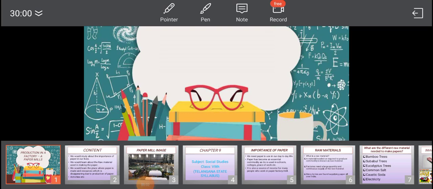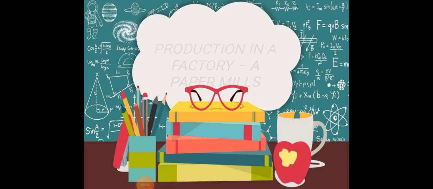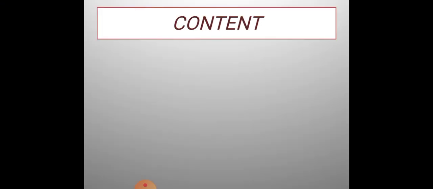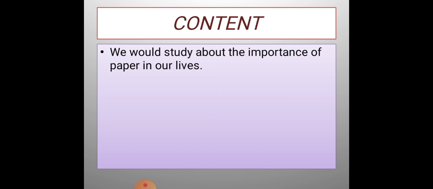Hello everyone. Today we'll be talking about a new lesson, production in a factory, a paper mill. This is from the class 7 Social Studies textbook, chapter 9. We'll be learning here about the importance of paper in our lives.